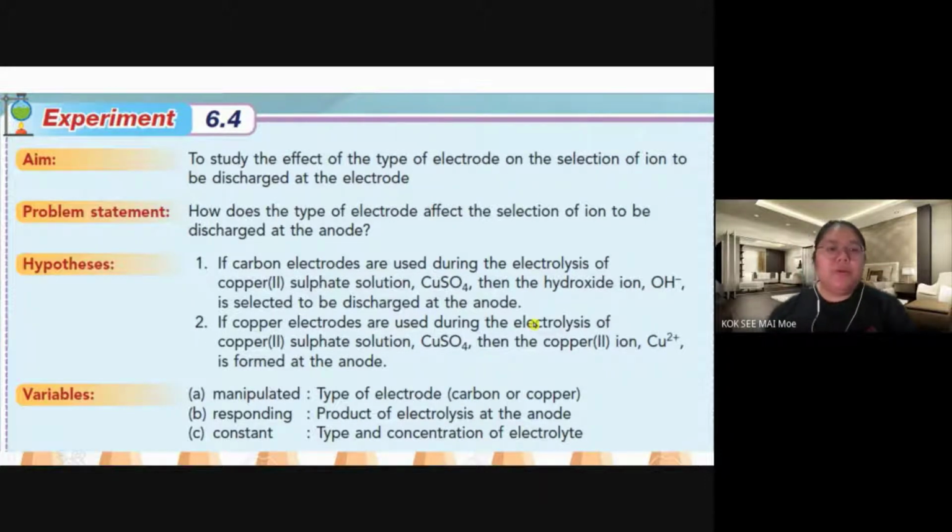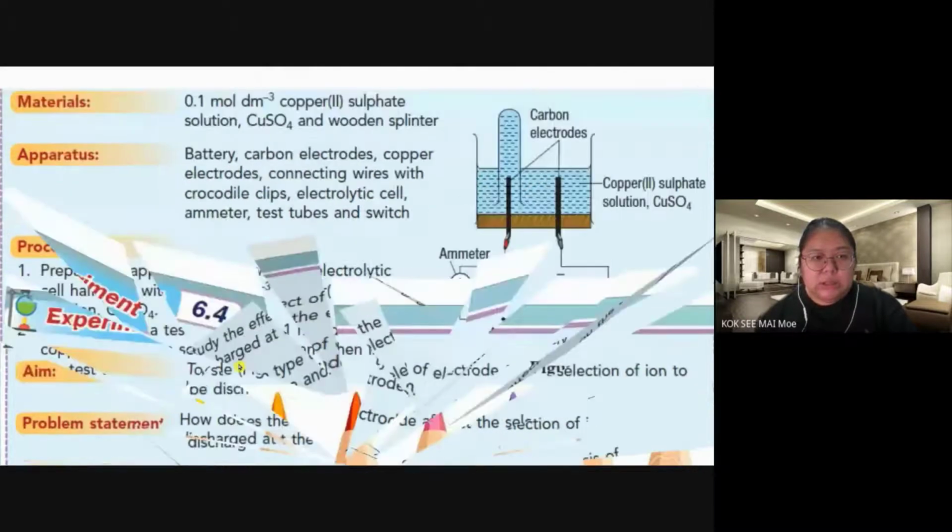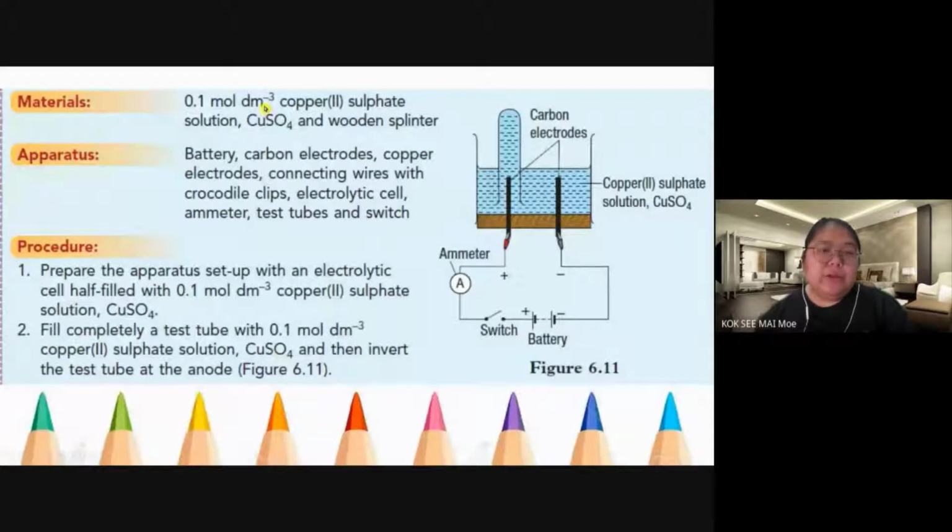Okay, so the first part, you need to copy from aim until variables. Second one, materials: we are using 0.1 mol dm^-3 copper(II) sulfate solution. Apparatus is like this. You can see the cathode part: they never put any test tube. Why? No gas comes out, so what would you put a test tube for? No need. Only at the anode they put the test tube, because it can produce oxygen. It depends on the situation. So from here they are using copper(II) sulfate, with carbon electrode.